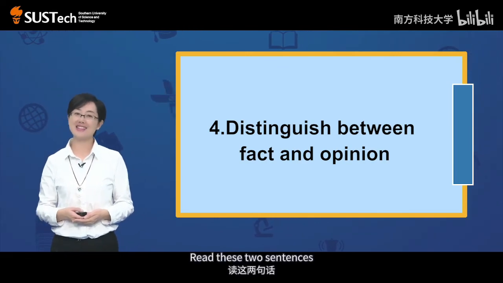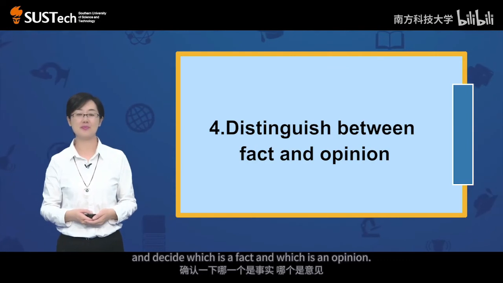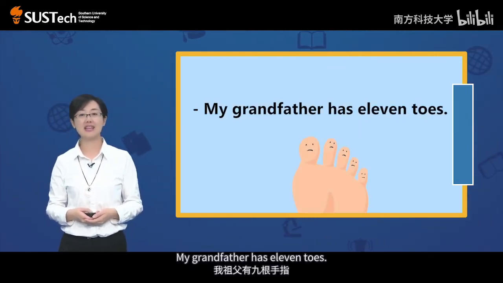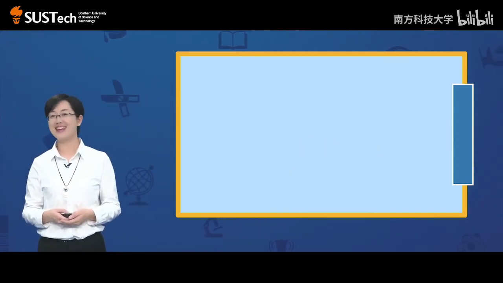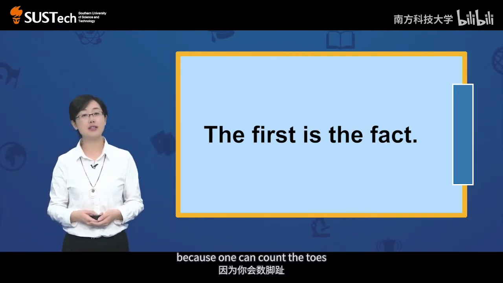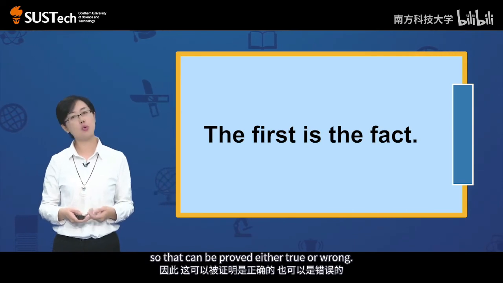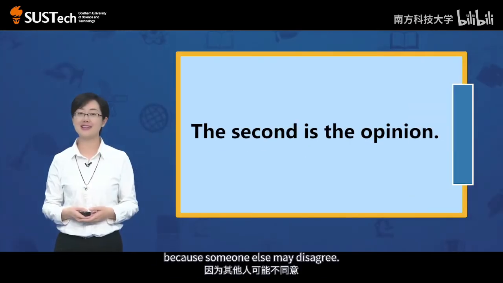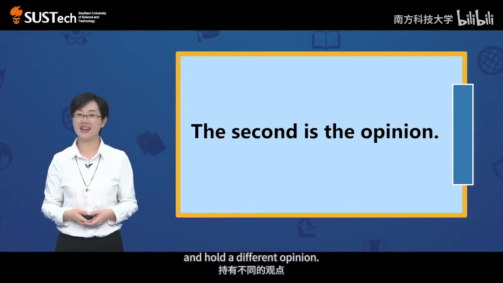Read these 2 sentences and decide which is a fact and which is an opinion. My grandfather has 11 toes. My grandfather's feet are ugly. The first one is a fact because one can count the toes, so that can be proved either true or wrong. The second one is an opinion because someone else may disagree and hold a different opinion.